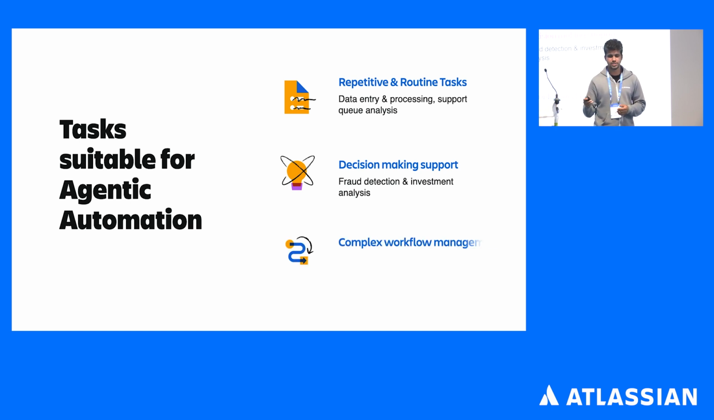And the third one is complex workflows; you can try to simplify them by using agentic automation. Examples are IT operations and supply chain management. And I'm going to show these three combined within two examples. So let's take a look at it.